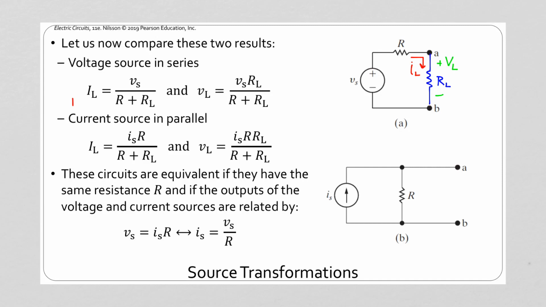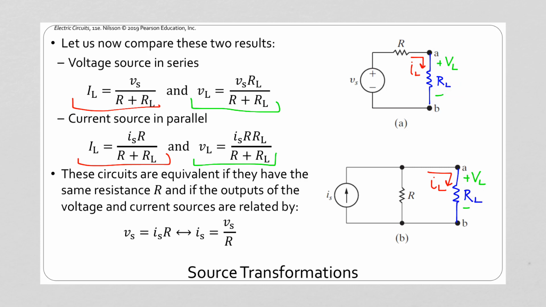We've found expressions for the load current and the load voltage for a resistive load RL connected to a voltage source, and we found similar expressions for the current and load voltages for a circuit with an independent current source in parallel with our resistor and our load resistance. Notice the similarities between the load currents and the load voltages for this same arbitrary load resistance.